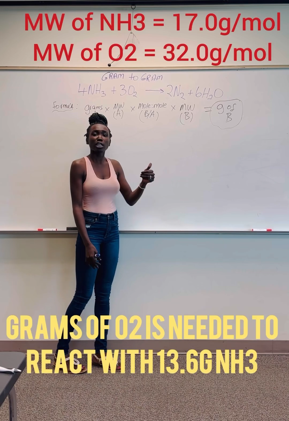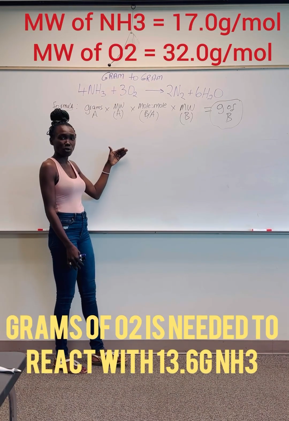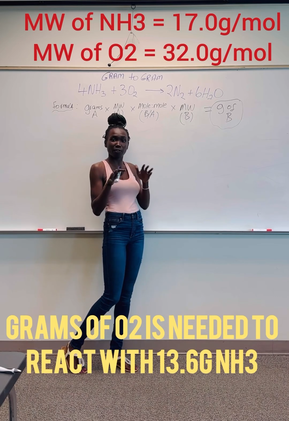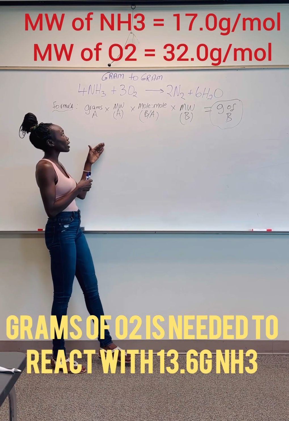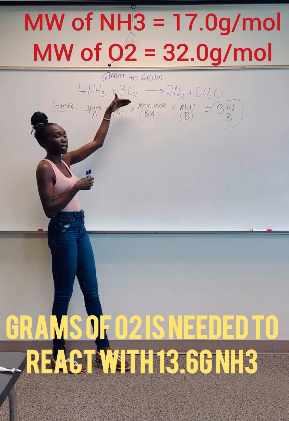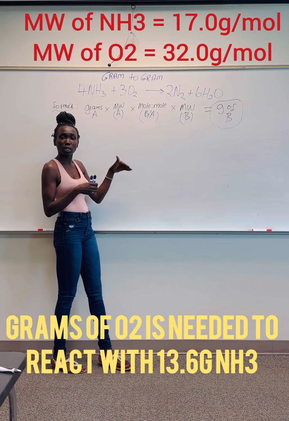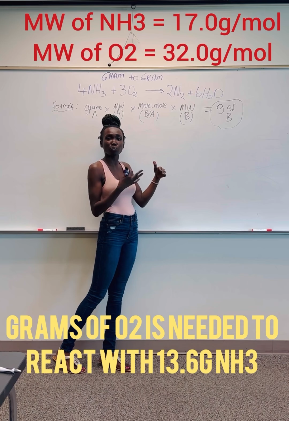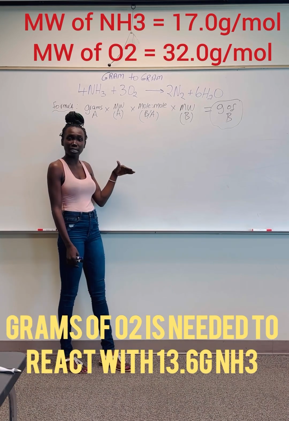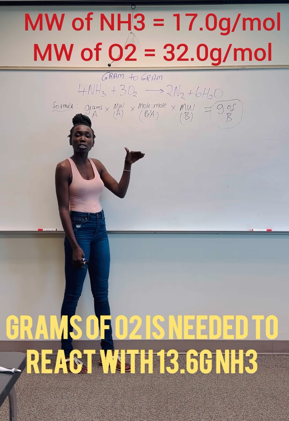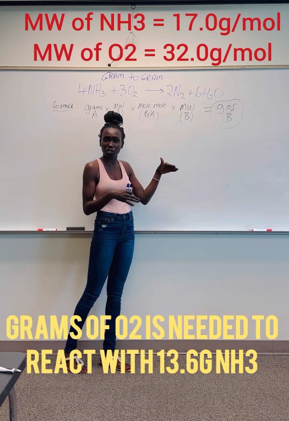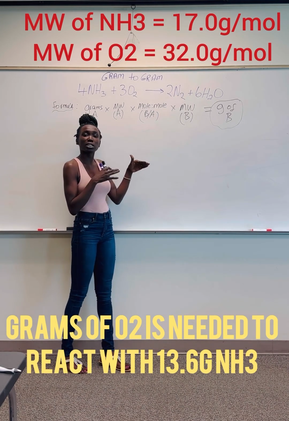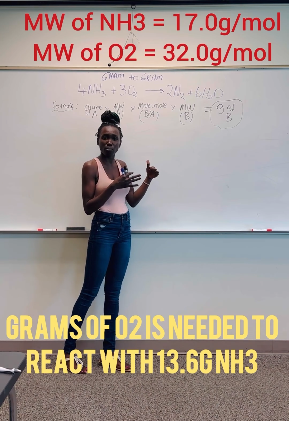All right, so let's first find the molecular weight of both. And at this point, we're assuming you're comfortable calculating molecular weight of an element or a compound. So the molecular weight of ammonia and oxygen is 17.0 gram per mole and 32.0 gram per mole respectively. We're staying with our 3 significant figures.